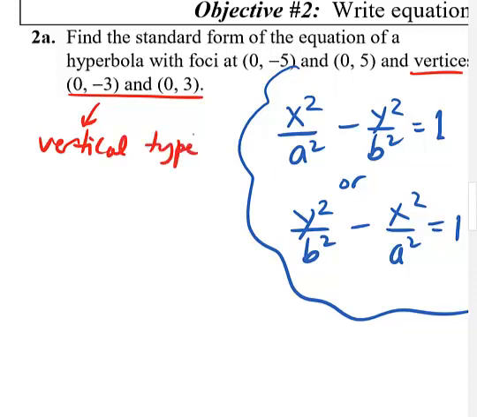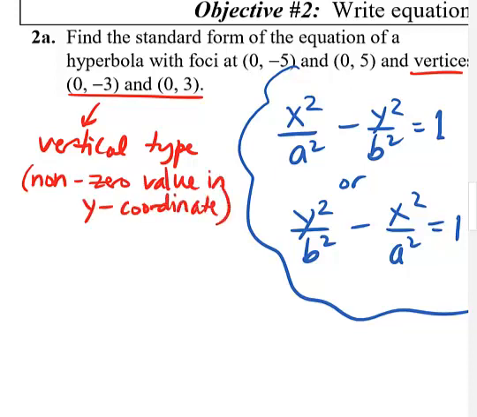Remember we said for a horizontal type, the vertices should be a comma 0 and negative a comma 0, because the non-zero value is in the x coordinate. Here the non-zero value is in the y coordinate. That's how you know it's the vertical type. Okay, that's kind of what told it to me.